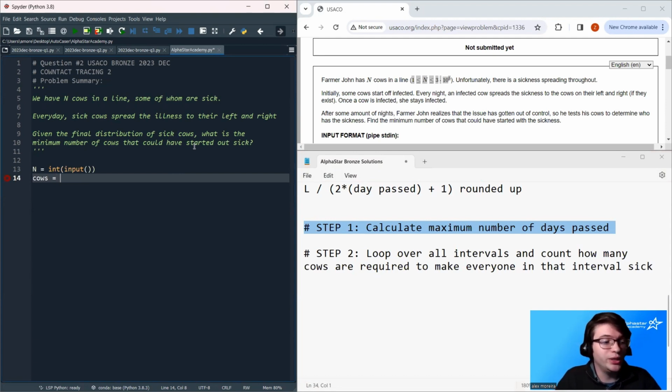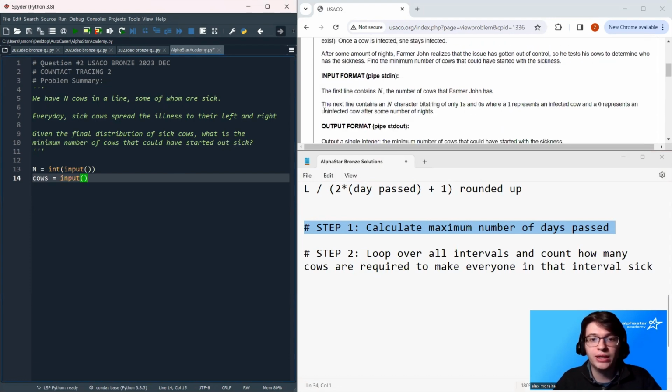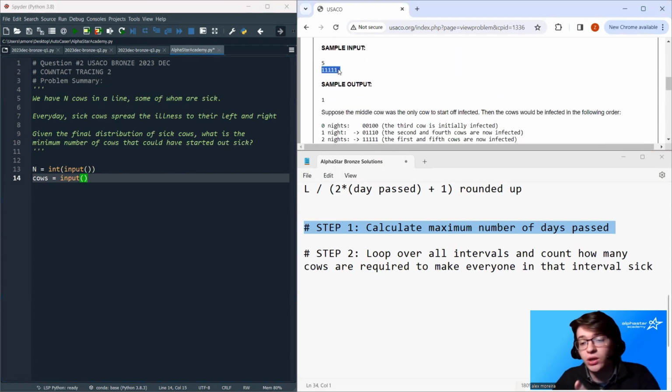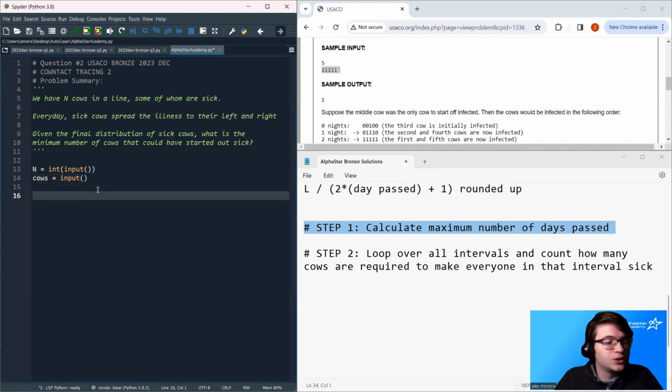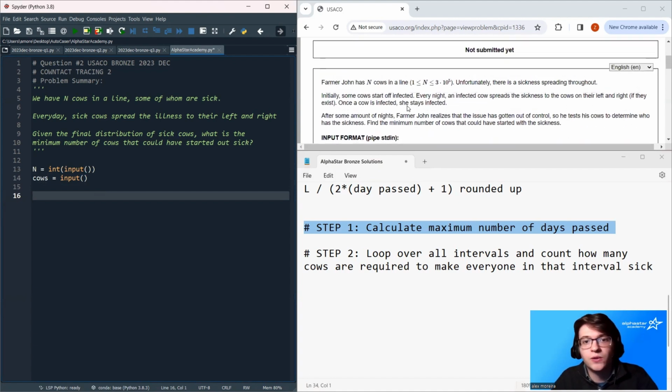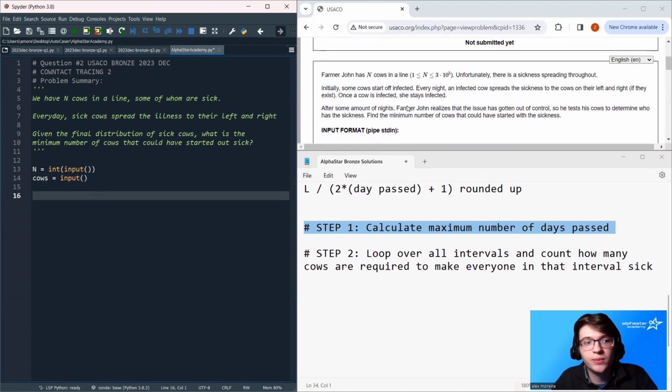And then we're also going to read in the cows itself, and we're reading it in as a string, right? Even though it looks like an integer, we're going to want to loop over it like a string, so best to leave it as a string. So next up, we want to calculate all of these interval lengths, right? These interval lengths are essential to the problem, so let's work through it together.